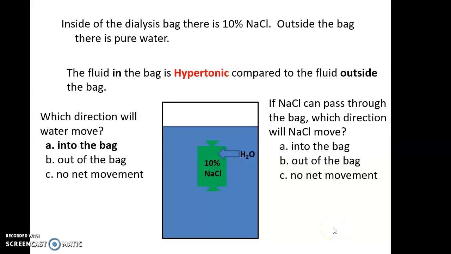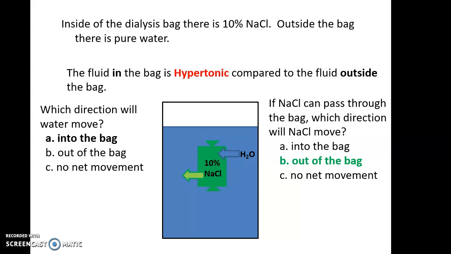Now, assuming sodium chloride can pass through the bag, which it can, which direction will sodium chloride move? Into the bag, out of the bag, or no net movement? Well, I hope you chose out of the bag. Sodium chloride is diffusing out of the bag. It's going from high concentration to low concentration, going from 10% sodium chloride to 0% sodium chloride.